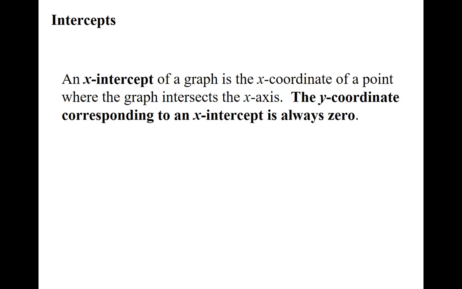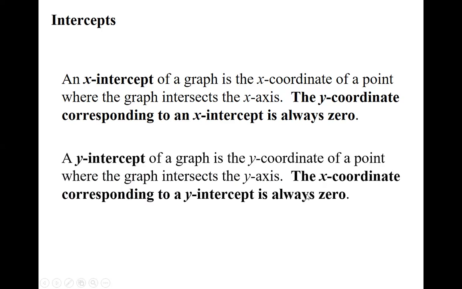An x-intercept of a graph is the x-coordinate of a point where the graph intersects the x-axis. The y-coordinate corresponding to an x-intercept is always 0. So for an x-intercept, y will be 0. On the other hand, a y-intercept of a graph is the y-coordinate of a point where the graph intersects the y-axis. And the x-coordinate corresponding to a y-intercept is always 0. So for a y-intercept, the x is 0.